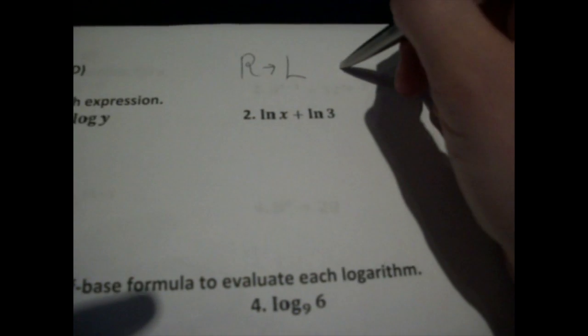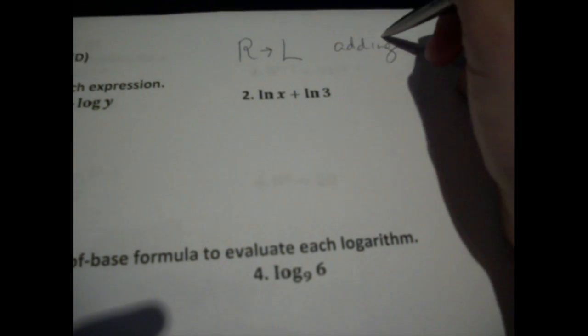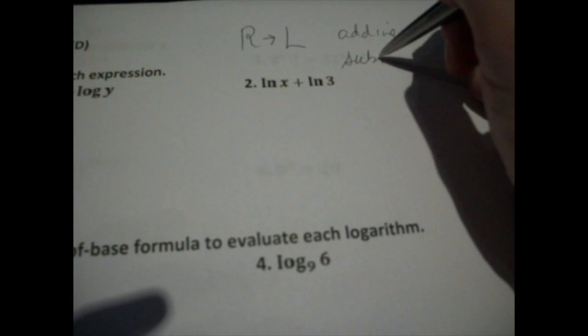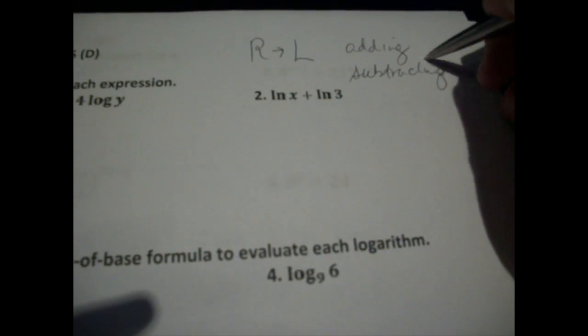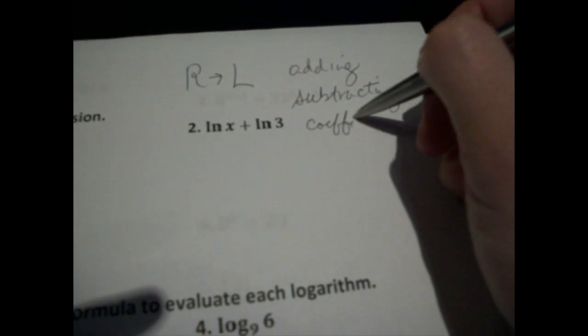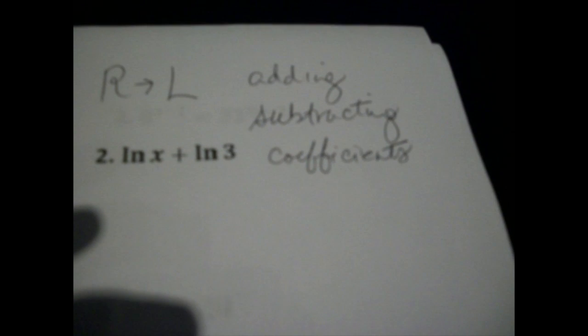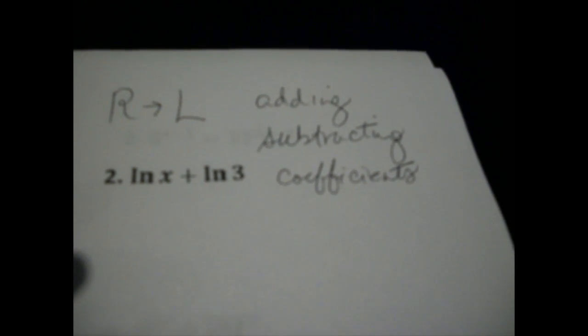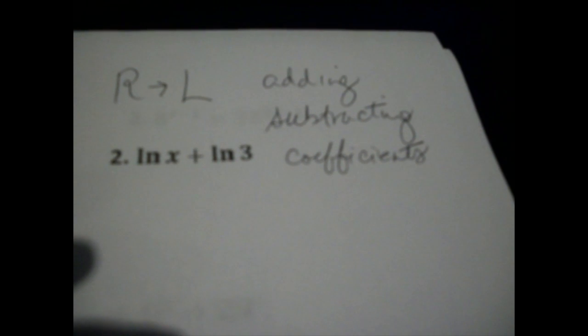And what we're looking for is anything being added or subtracted. And then we're also looking for coefficients. Because remember, if you look at the power property, every exponent comes to the front and becomes a coefficient. So if we're moving the other direction, we want to look for coefficients.